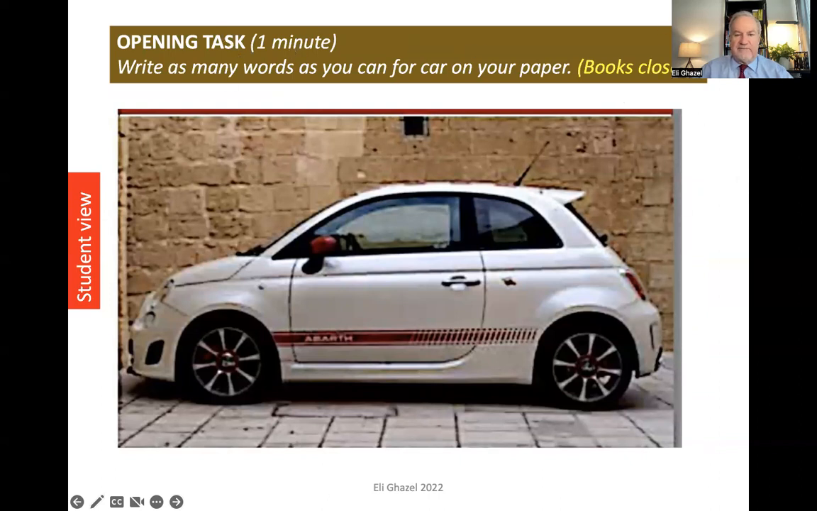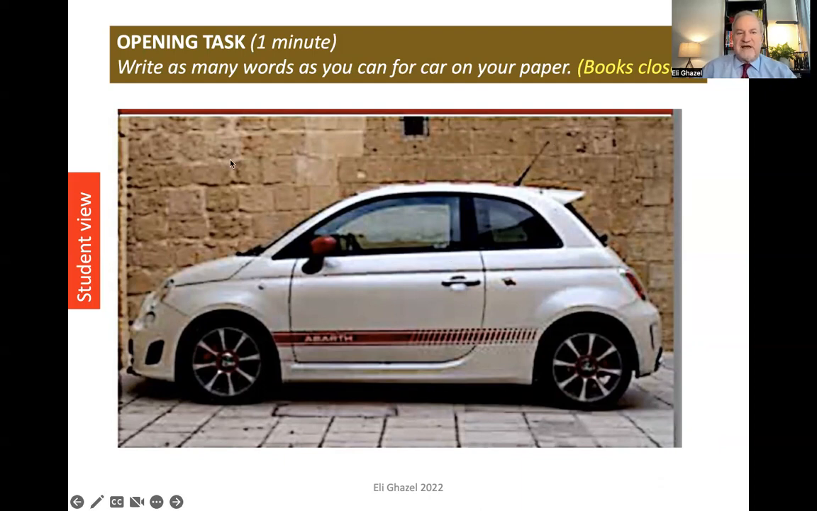If you look at the top, notice it's an opening task, so it's 1 minute. We post this on the slide, and we go projector slide. Write as many words as you can for the car on your paper. So the students need to have paper or copybooks, pens or pencils. The books are closed. The teacher is not asking different students.